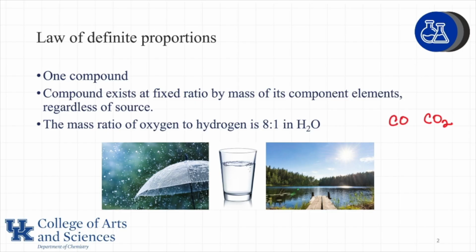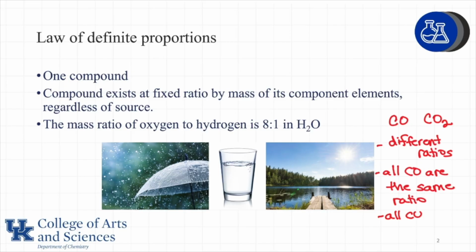So let's look at CO and CO2. What we see is that they have a different ratio of masses, but we're still going to have that fixed ratio. So all CO are the same ratio and all CO2 molecules are the same ratio, but they're different from one another.